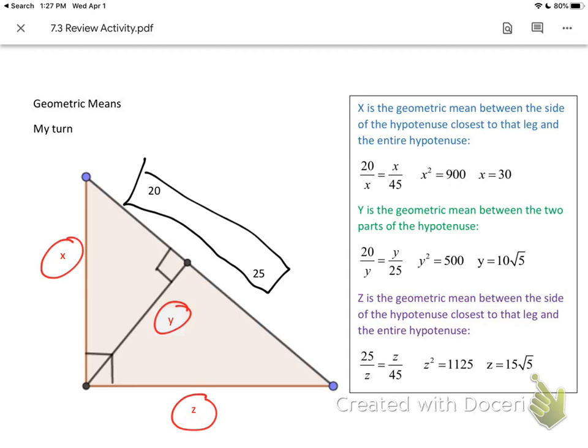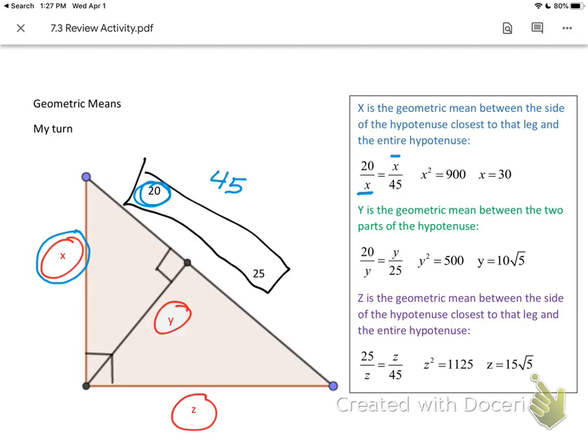Okay, we're going to do the X first, and we're doing that in blue. So here is the X. It is the geometric mean. It's a leg. It's the geometric mean between the side of the hypotenuse closest to that leg, so that's the 20, and the entire hypotenuse. So the mean position is always going to be the bottom of the first fraction and the top of the second fraction. Do your cross products.